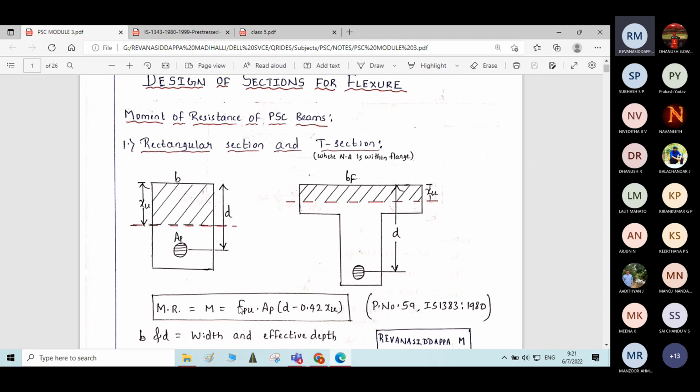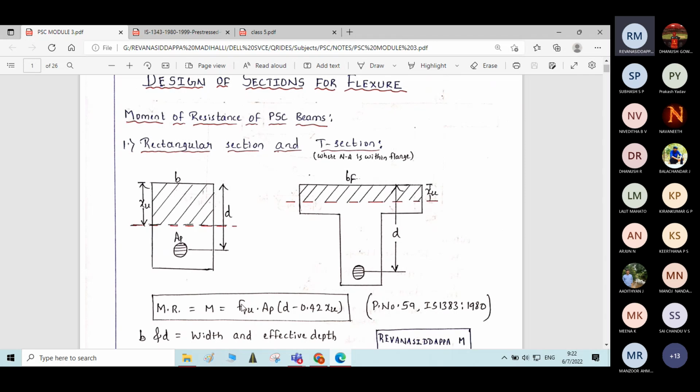One more part is designing of the PSC beam. They will give some loading condition. For that loading, you need to find a suitable pre-stressed concrete beam which can handle the given loading conditions. Either it may be a rectangular beam or it may be a T beam. That is the one more part. Now we'll see how to find the moment of resistance of a PSC beam.